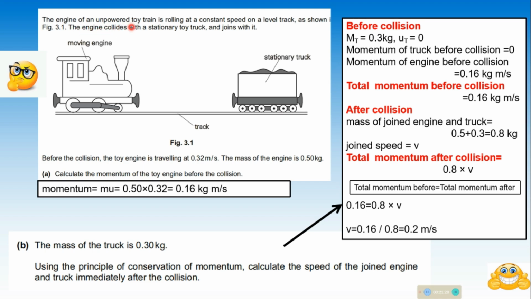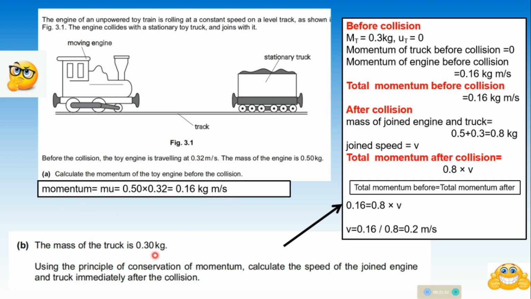The engine of an unpowered toy train is rolling at a constant speed on a level track as shown here. The engine collides with a stationary toy truck and joins with it. Before the collision, the toy engine is traveling at 0.32 meter per second. The mass of the engine is 0.50 kilogram. Calculate the momentum of the toy engine before the collision. So momentum is mass multiplied by velocity. It is 0.50 multiplied by 0.32. So it is 0.16 kilogram meter per second.